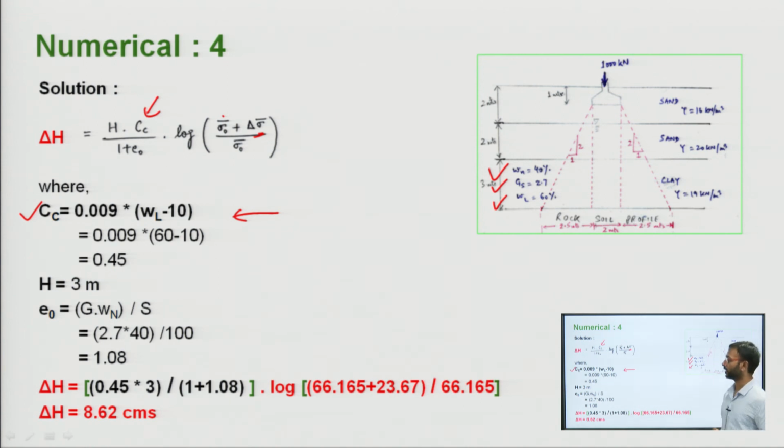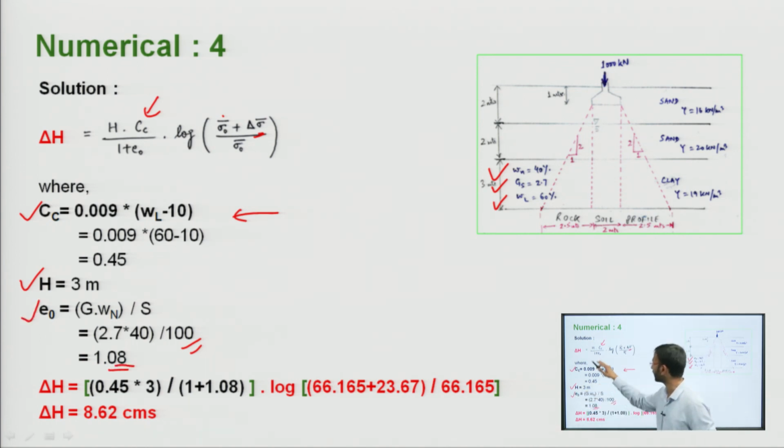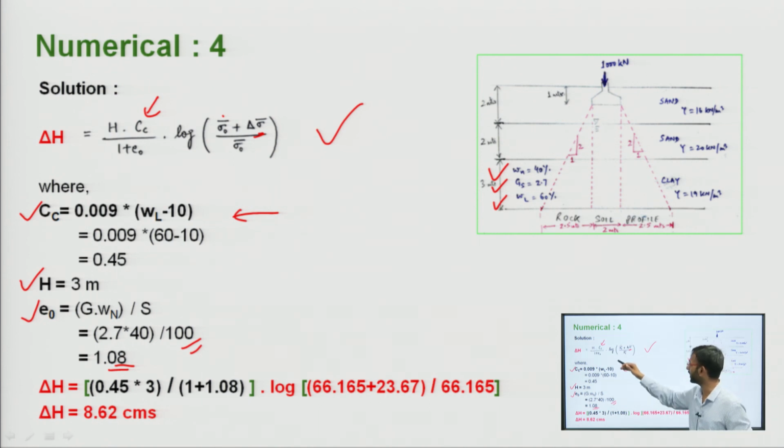Now, you know H is equal to 3 meters, the thickness of the clay layer, and the void ratio is given as G into w by S. So, 2.7 into 40 by 100, that is 100 percent. You already know that the soil is completely saturated when we are talking about the consolidation part. So, e naught comes out to be 1.08. When you put these values into the above equation, the settlement comes out to be 0.45 into 3 by 1 plus 1.08 and log of the change in values.